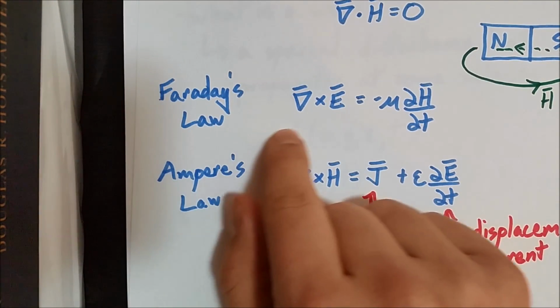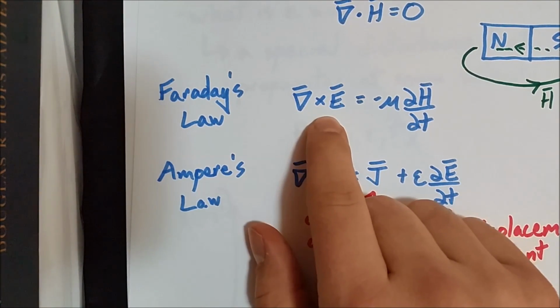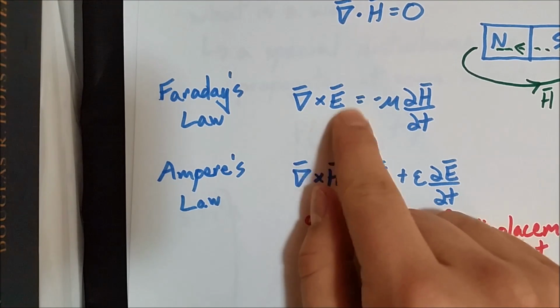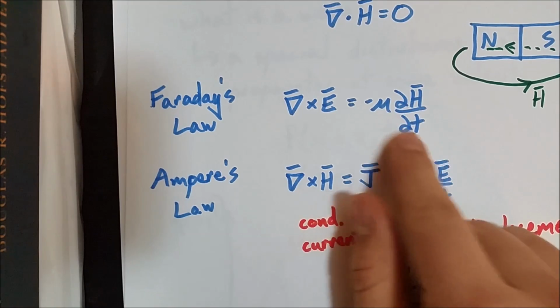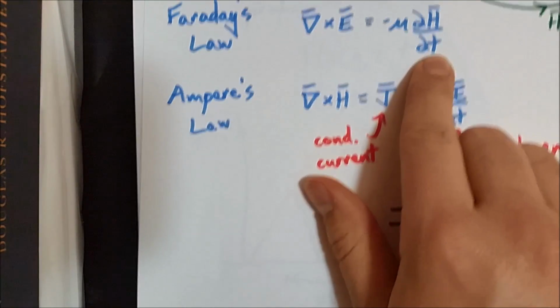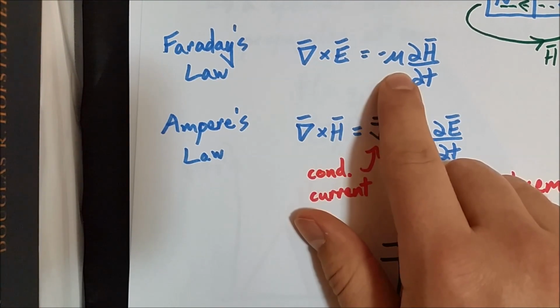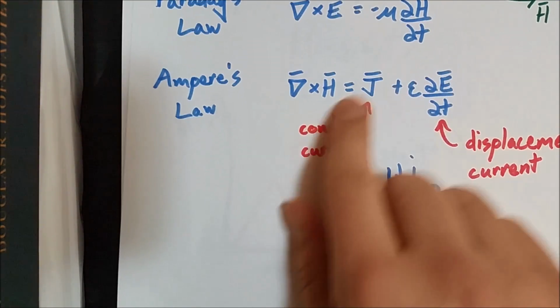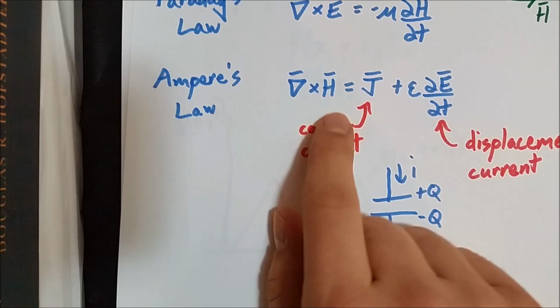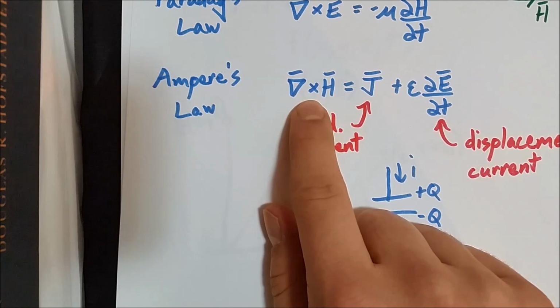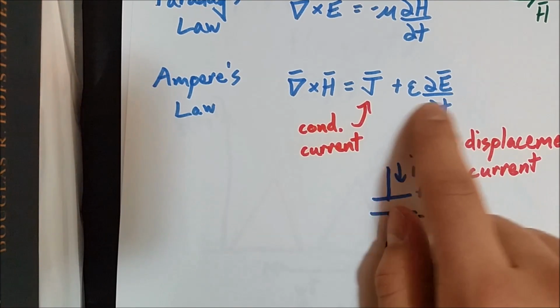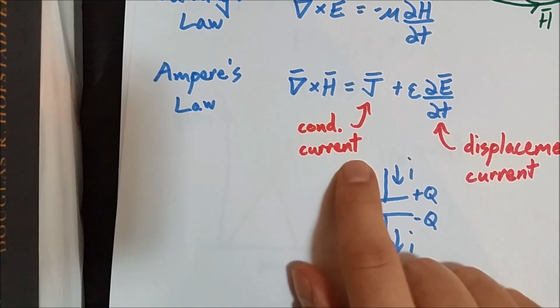We have Faraday's law of Maxwell's equations, inspired by Faraday's experiments at the time, which links a changing magnetic field with an electric field through a constitutive relation of mu, or the permeability of a substance. We have Ampere's law, which relates a changing magnetic field with a changing electric field, and this relates it through a couple of currents.